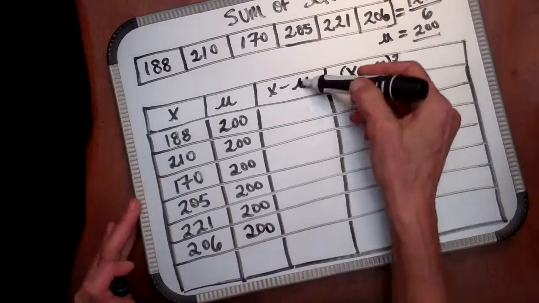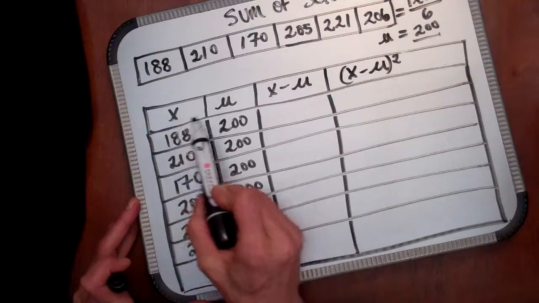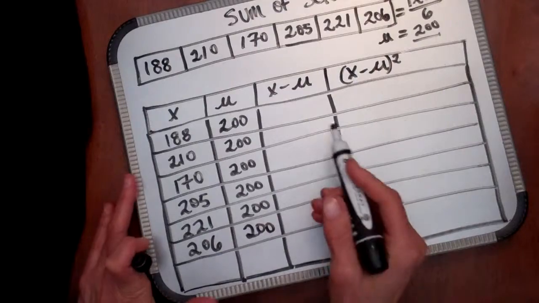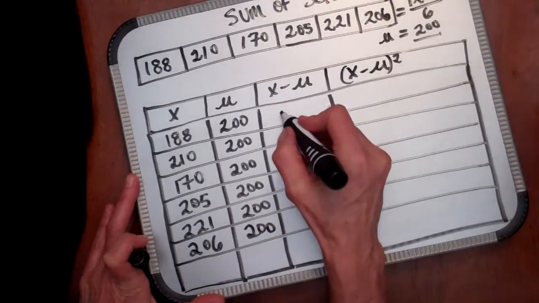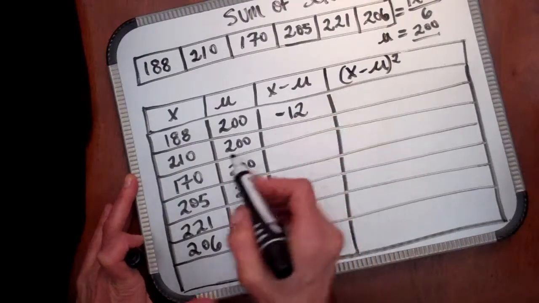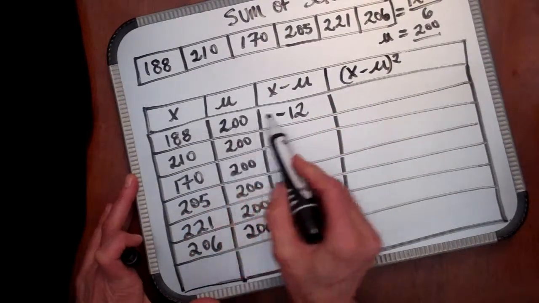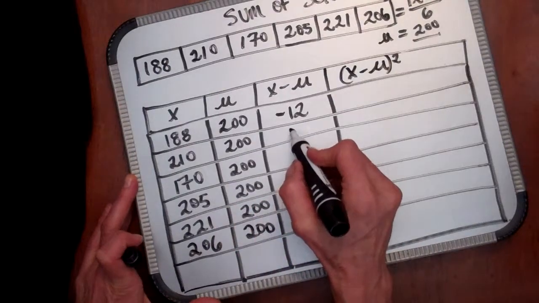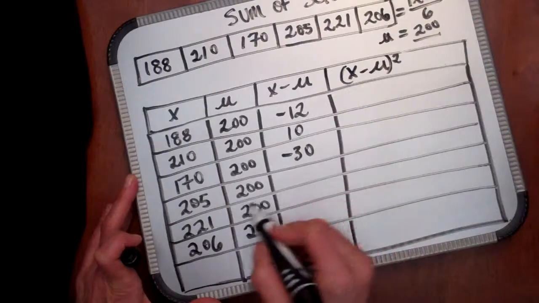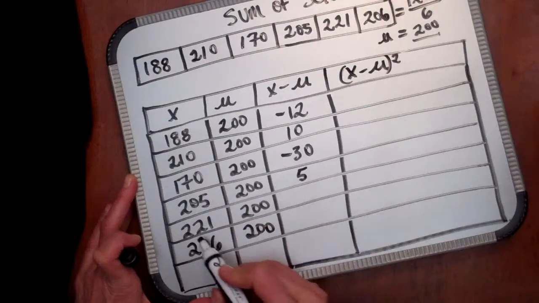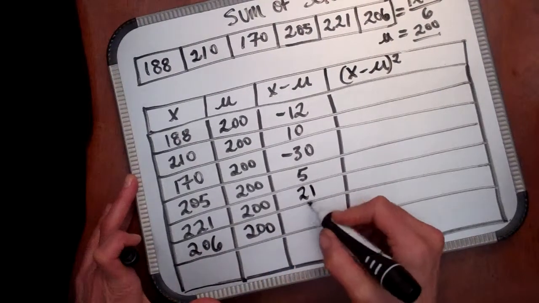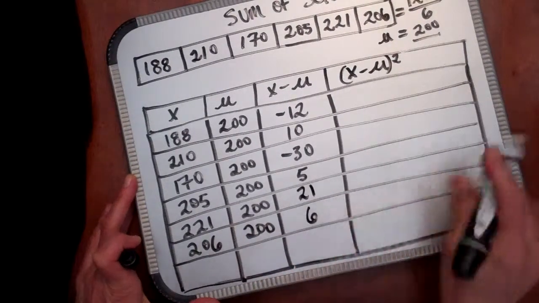All right, now in this column, we're going to subtract x from the mean of this population of scores. So in the first cell here, we get negative 12, right? 188 minus 200 is negative 12. 210 minus 200 is 10. 170 is minus 30. 205 is 5. 221 minus 200 is 21, and 206 minus 200 is 6.